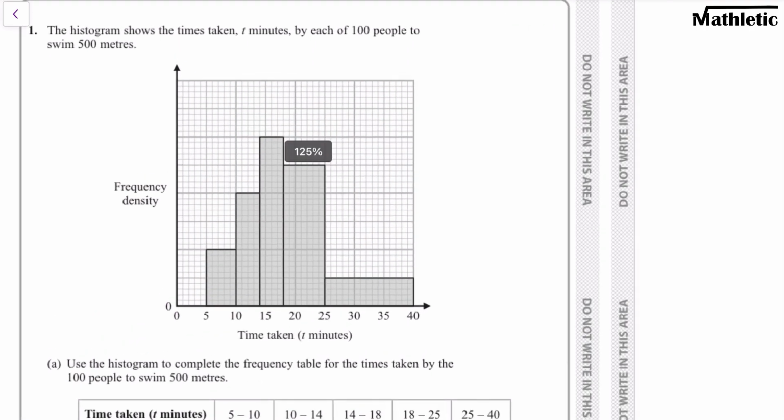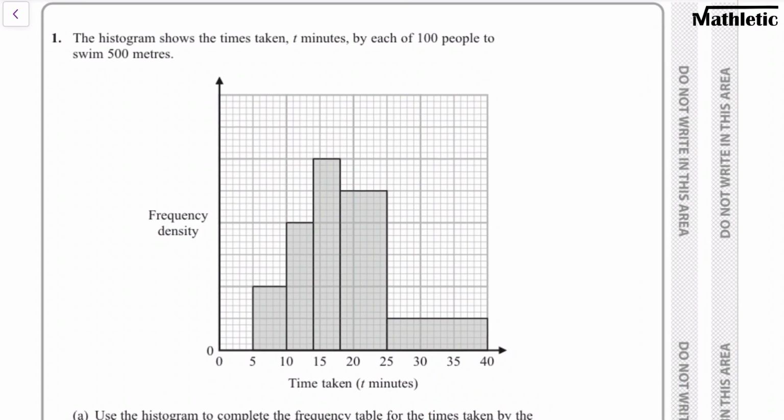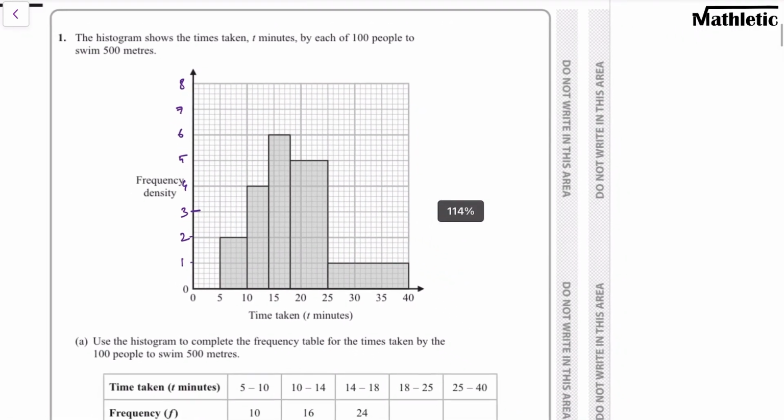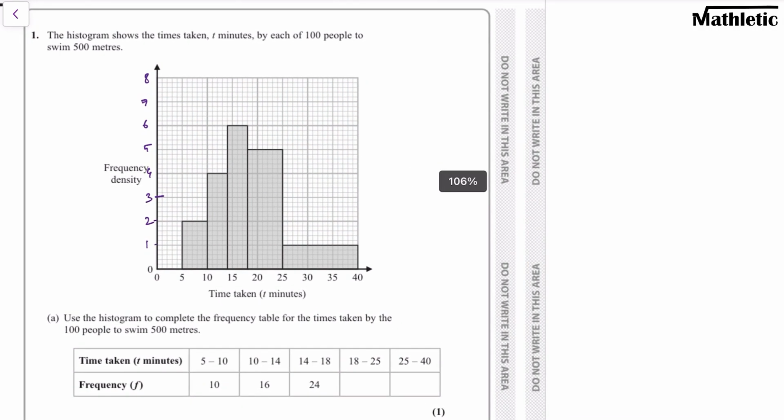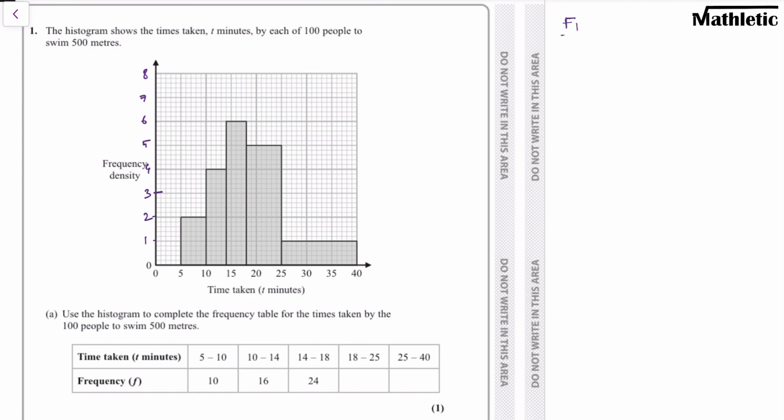Okay, so let me just start with completing the diagram. The y-axis is not labeled. You can start with 5, 10, 15, or you can go for 1, 2, 3, 4, 5, 6, 7, 8. Since the frequencies and the areas are proportional to each other, the formula is F1 by F2 equals A1 by A2. You can select any two bars. I need the value for this one, as in 18 to 25. I can take help from either of these three because their information is already given here.